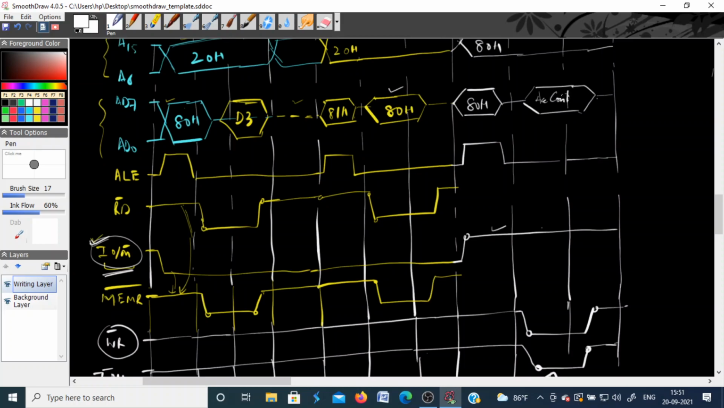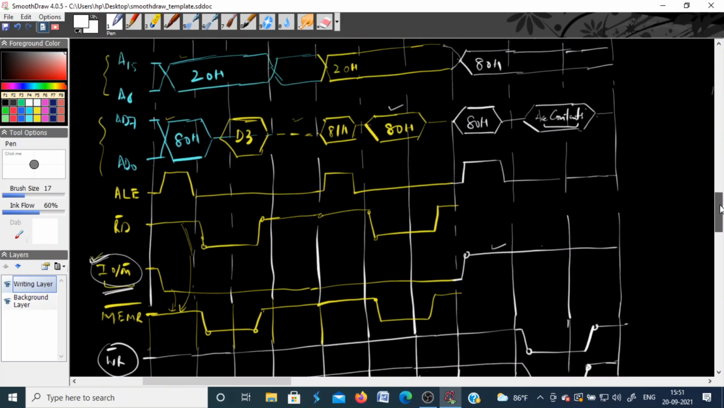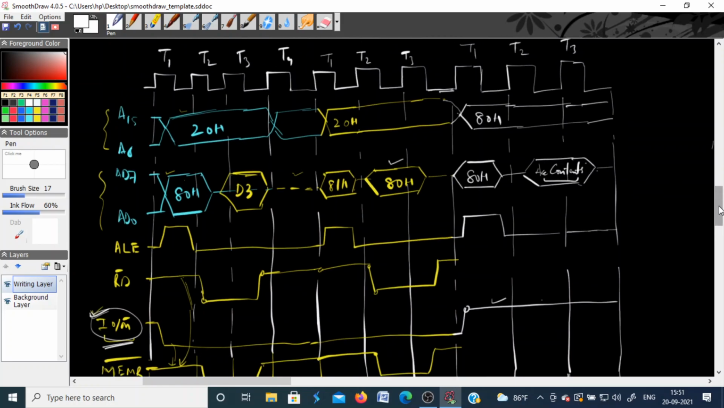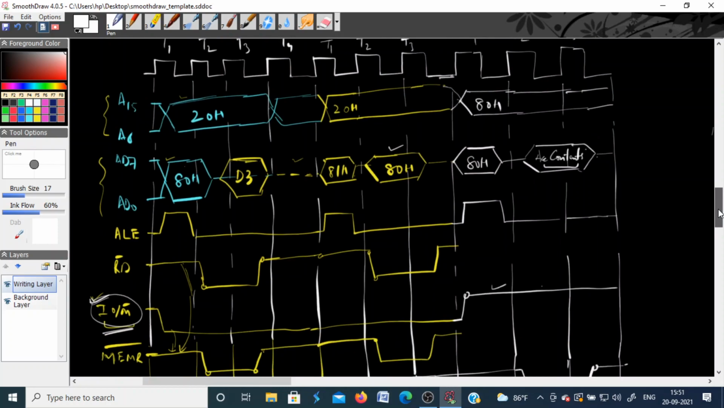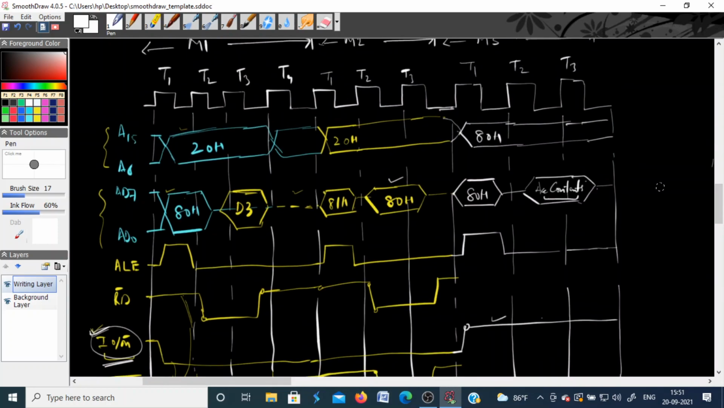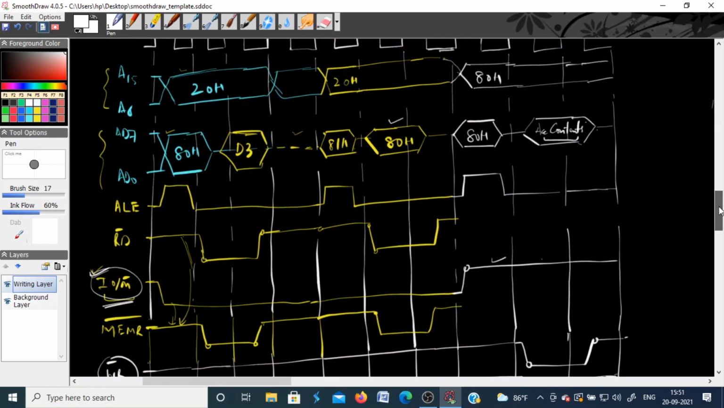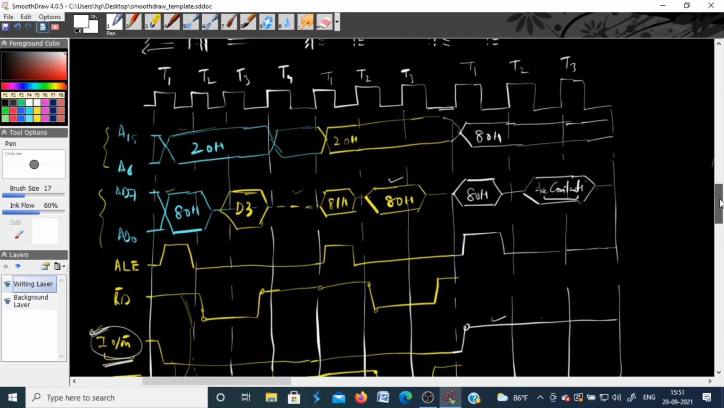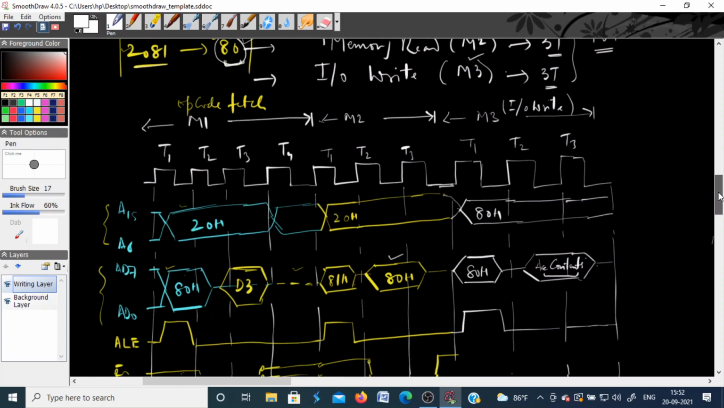So the accumulator contains 8 bits. It will come on the data bus, and from the data bus it will be connected to this output port or output device. So this data will be displayed on that output device.